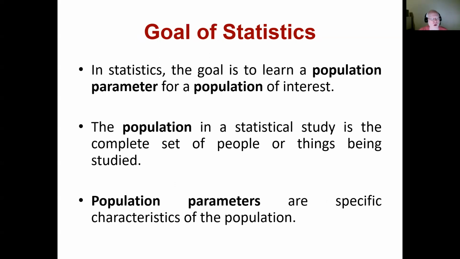So in statistics, the goal is to learn a population parameter for a population of interest. So let's unpack what that means. The population in a statistical study is the complete set of people or things being studied. And really that could be anything. It really depends on your study. So it's impossible to say that something is always a population.